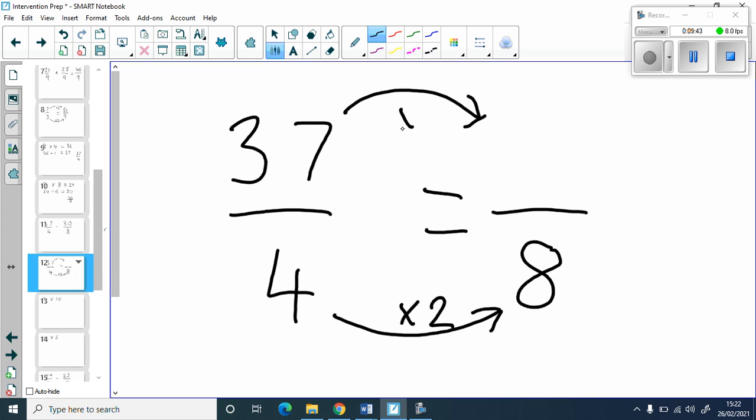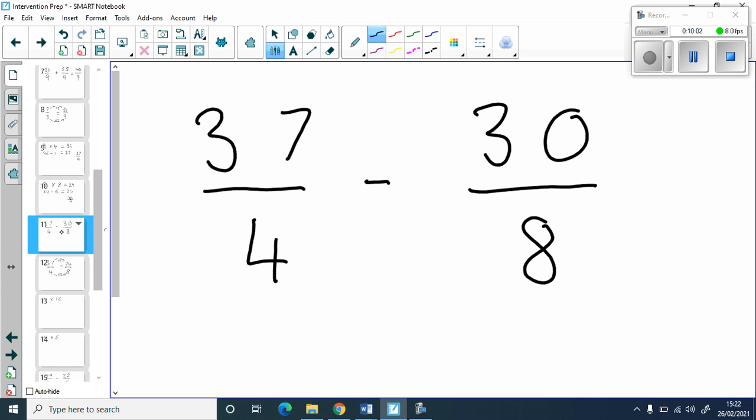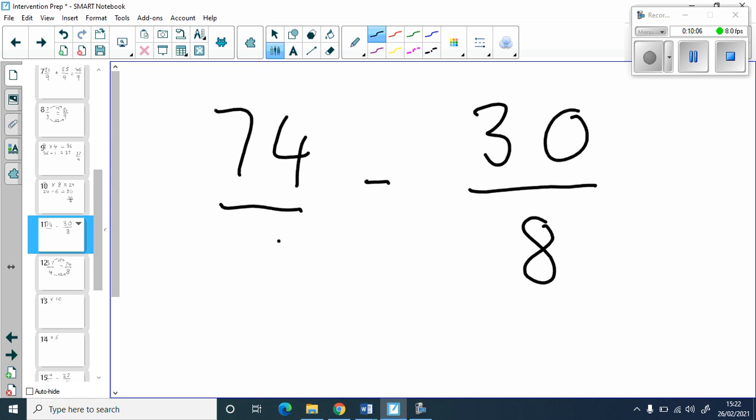Now, you might get difficult questions like this. We get 37 times 2. You might not be able to do that in your head. Use that column multiplication, or draw it out if that helps you. Take your time step by step, and you will get the answer then, 74. So now then we've got 74. We've converted this to 74 over 8. They're exactly the same, and now our denominators are the same.